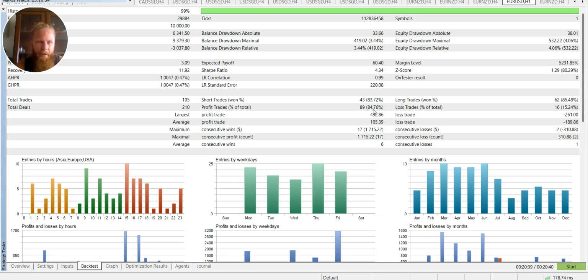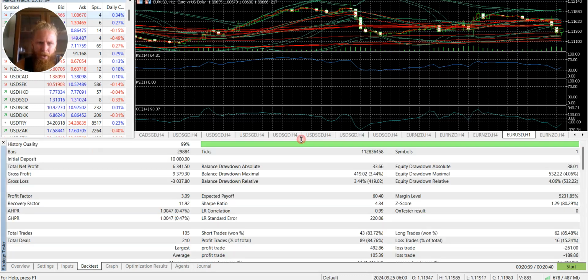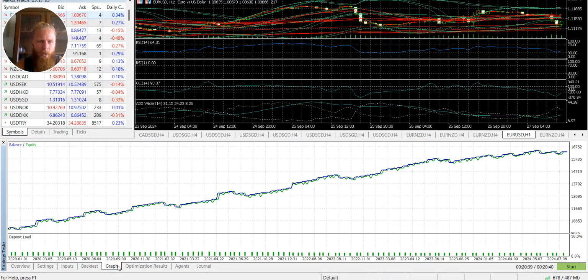Now, if you know anything about statistics, you know that it is such a great result, and it means that the EA is actually filtering out the bad trades. And the largest profit trade was around 2 times bigger than the largest losing trade, which is also great with an 85% win rate.